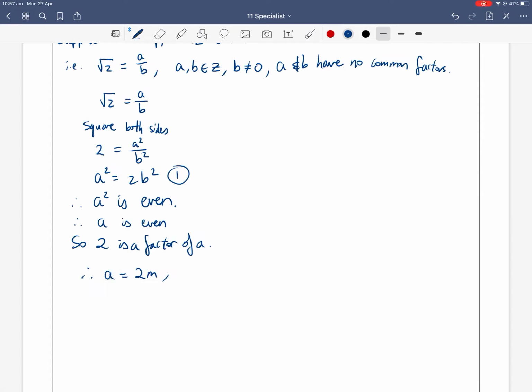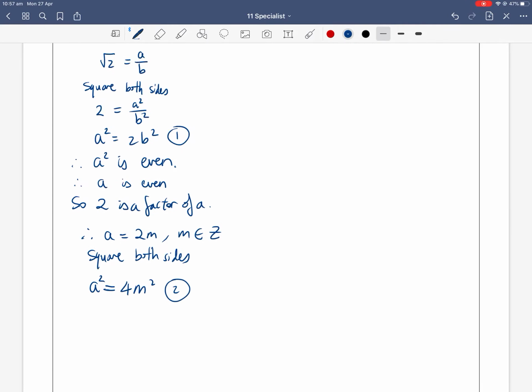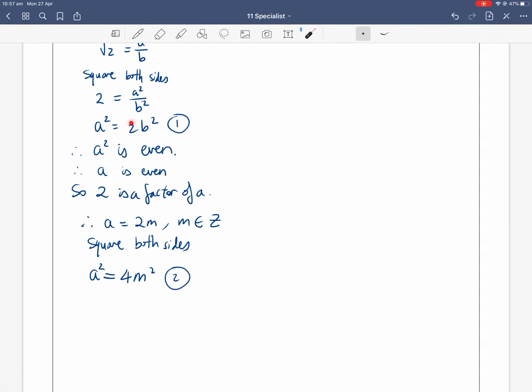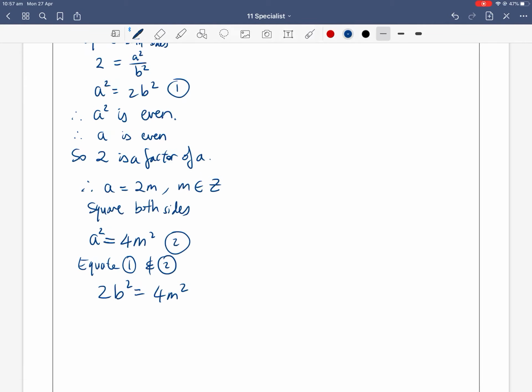Well, if 2 is a factor of a, that means we can write a as a multiple of 2, a equals 2m for some integer m, right? So let's square both sides of this one. So a squared is 4m squared, because you're squaring all of 2m. That's called equation 2. So we said before that a squared is 2b squared, and now a squared is 4m squared. So let's equate equation 1 and equation 2: we get that 2b squared is 4m squared.